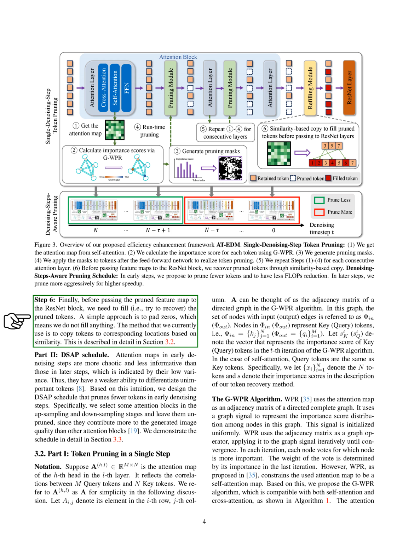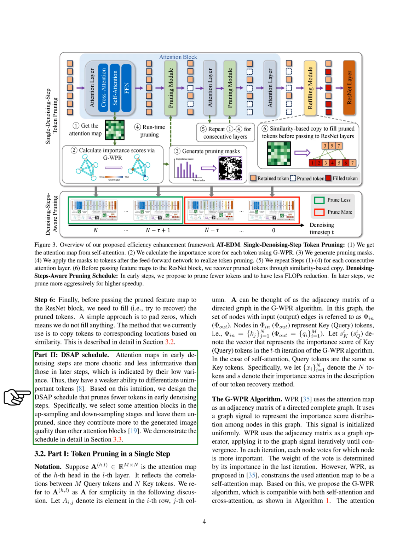Finally, before passing the pruned feature map to the ResNet block, we need to fill in the pruned tokens. We achieve this by copying tokens to corresponding locations based on their similarity. Moving on to the DSAP schedule, we notice that attention maps in early denoising steps are less informative and more chaotic compared to later steps. Therefore, we design the DSAP schedule to prune fewer tokens in the early denoising steps. This involves selecting specific attention blocks in the upsampling and downsampling stages to leave unpruned, as they contribute significantly to the quality of the generated images.